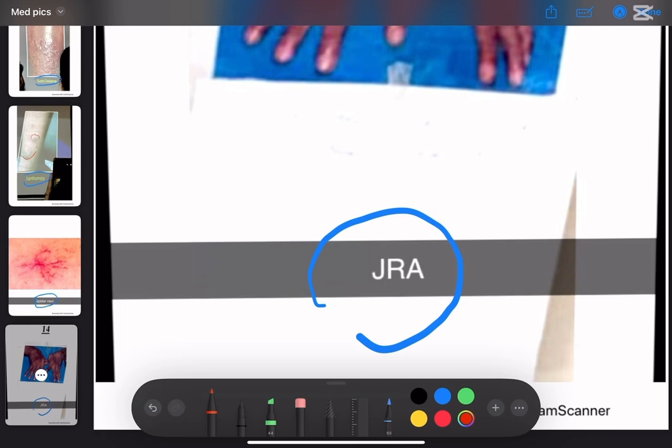So this was all about the important scenarios and the pictures that are commonly asked in the exams.